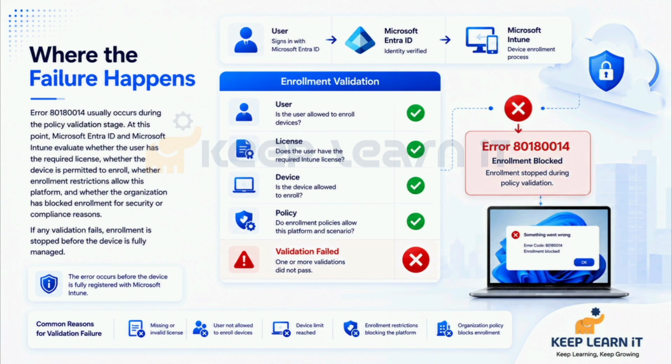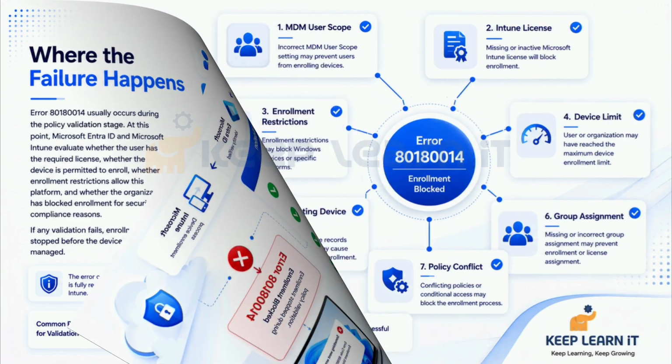Error 801-80014 usually occurs during the policy validation stage. At this point, Microsoft Entra ID and Microsoft Intune evaluate whether the user has the required license, whether the device is permitted to enroll, whether enrollment restrictions allow this platform, and whether the organization has blocked enrollment for security or compliance reasons. If any validation fails, enrollment is stopped before the device is fully managed.